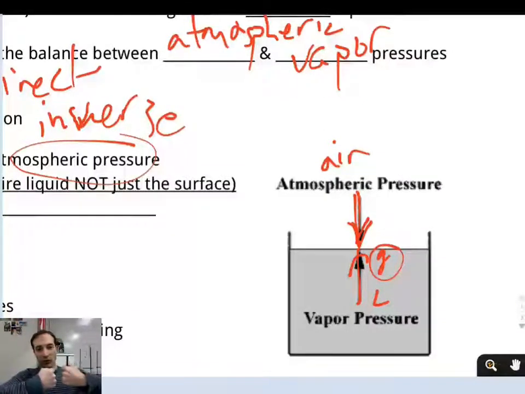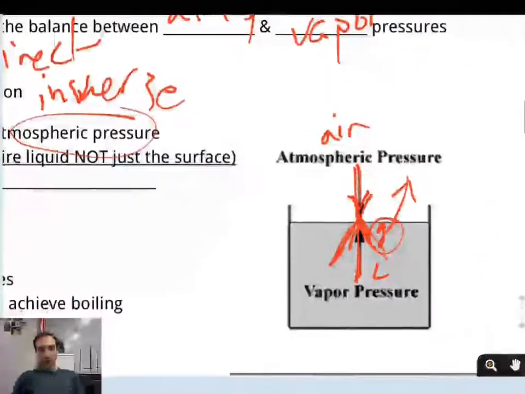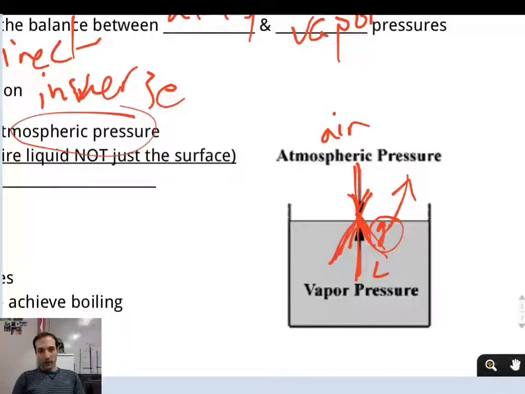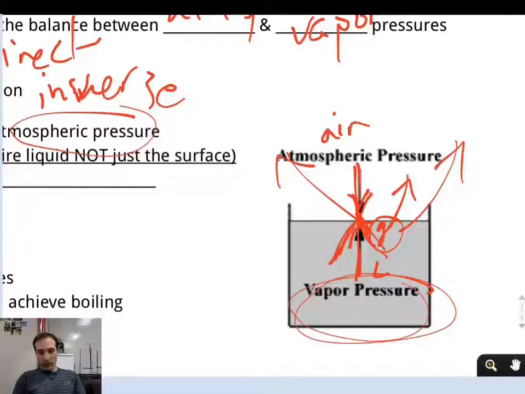And so if atmospheric pressure wins out, then it's really hard for these gas molecules to escape. So evaporation is happening. It's slowly turning into a gas. But if you crank up the vapor pressure, and this gets really, really big, it will overcome atmospheric pressure. And you'll get more evaporation, more of these gas particles escaping, or basically more liquid turning into a gas. So boiling is when the vapor pressure overcomes the atmospheric pressure. So you have vapor pressure greater than atmospheric.